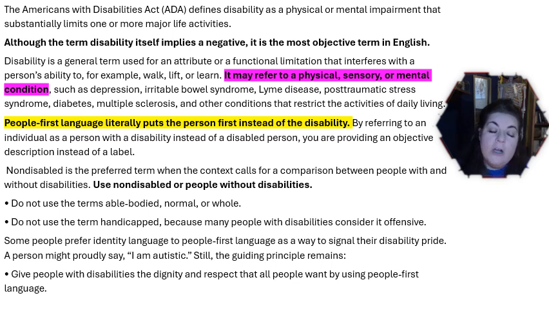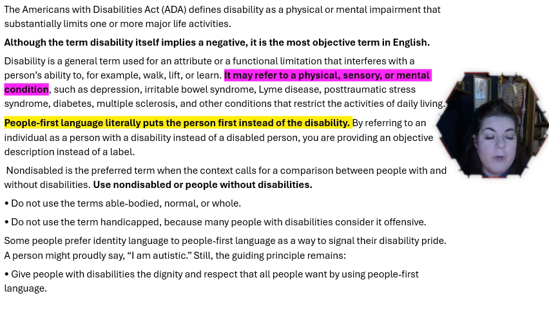All right. Non-disabled is the preferred term when the context calls for a comparison between people with and without disabilities. Use non-disabled or people without disabilities. Do not use the terms able-bodied, normal, or whole. Okay, we don't describe anyone as normal. We have hidden disabilities. A lot of us have sensory, perhaps mental conditions, physical conditions that are not visible to the naked eye and cannot be discerned within a few moments of meeting someone.